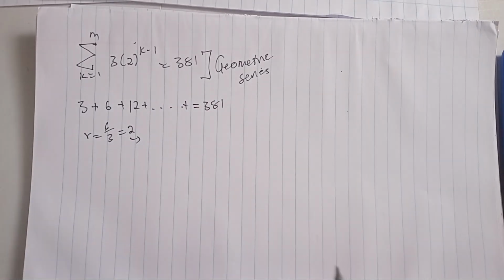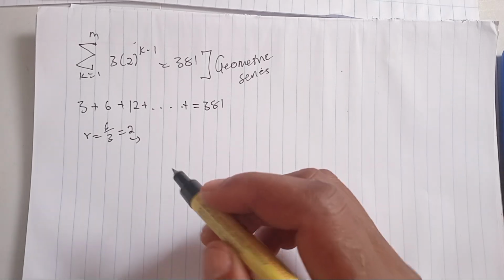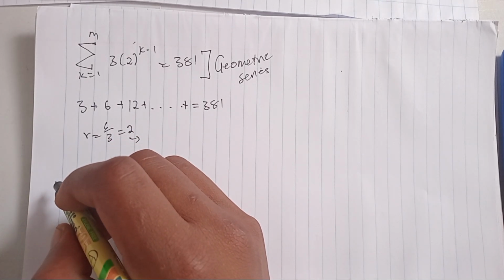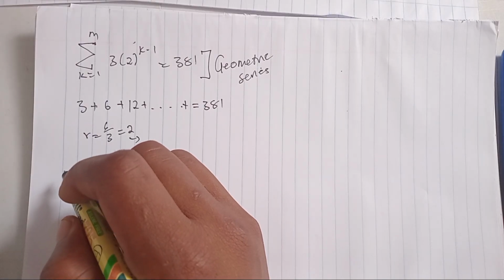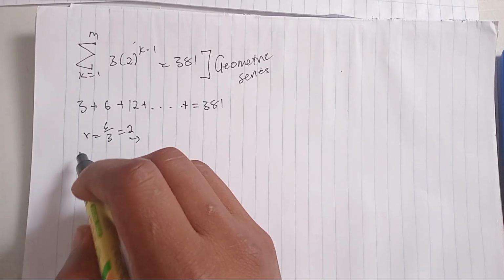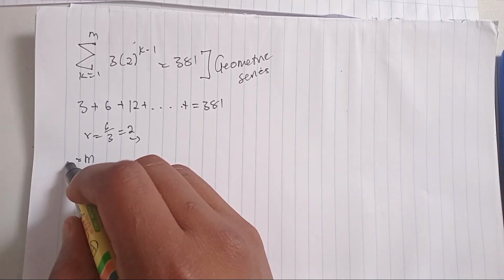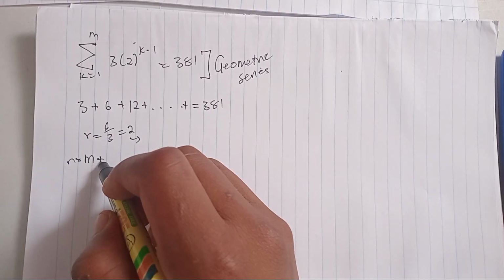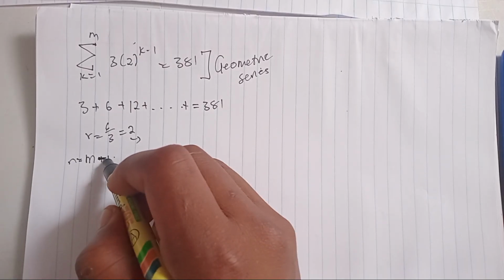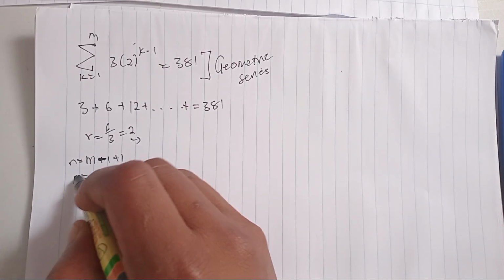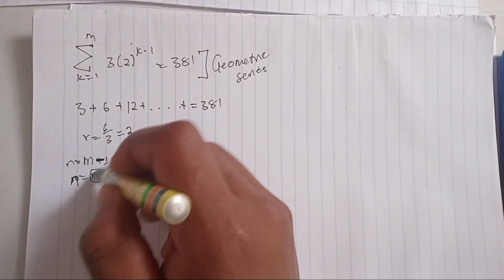Now, since the R is equivalent to 2, the last thing we do is find the value of M. So how do we find the value of M? We say N is equivalent to top minus bottom plus 1, which results to M. The N is equivalent to the M in this case.